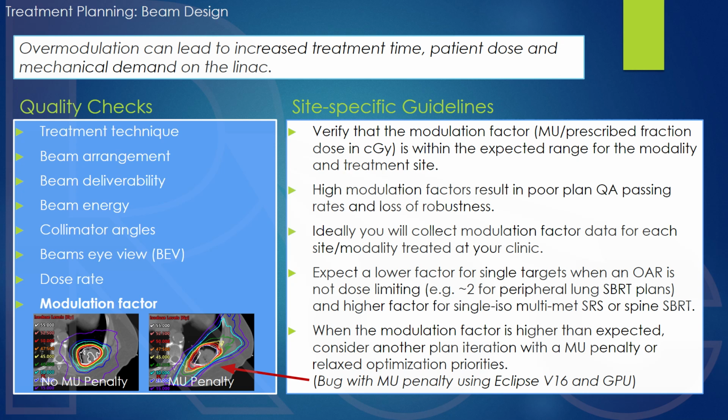Now, if you're using Eclipse, and if you're on version 16 and have GPUs, be careful. There's a bug that if the MU penalty is used in conjunction with the GPU, then it's possible to have plans which diverge, do not converge to a good solution, and plan quality can be really, really bad. So watch out for this.